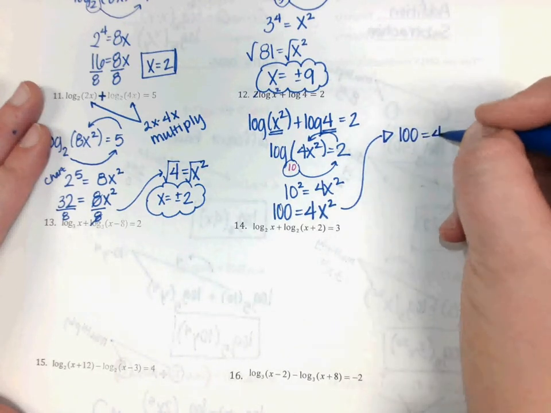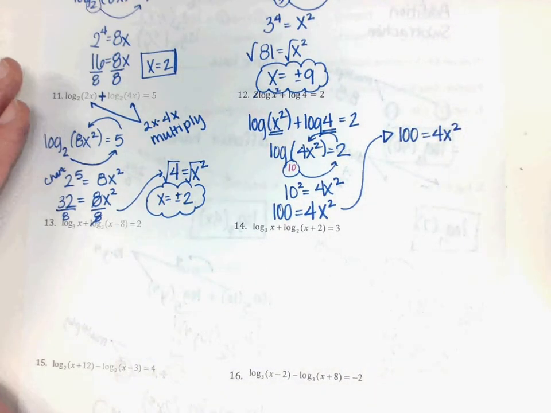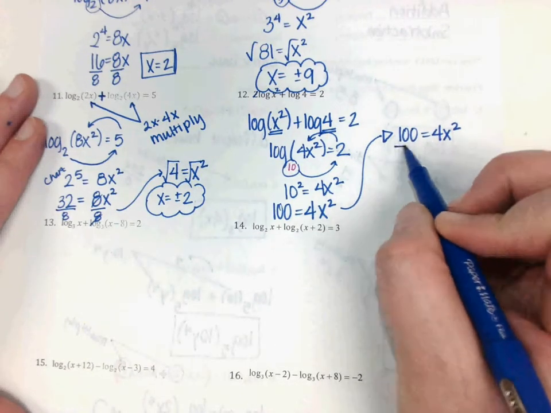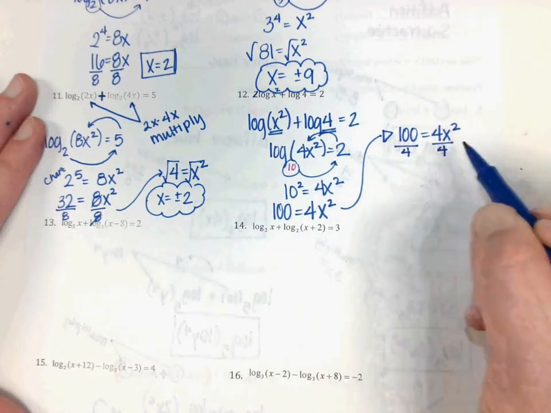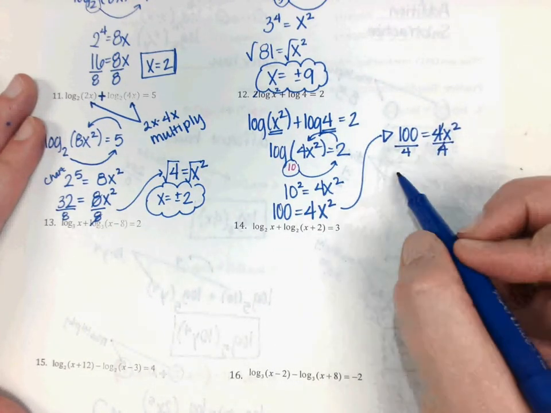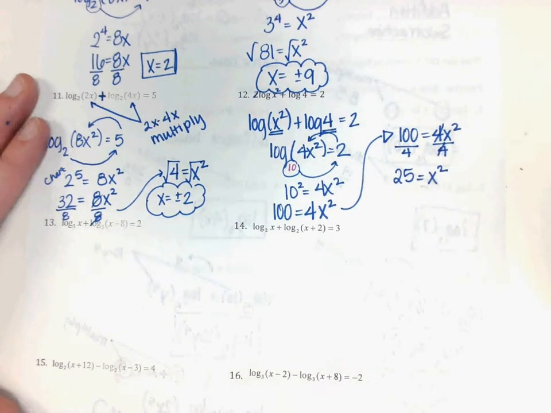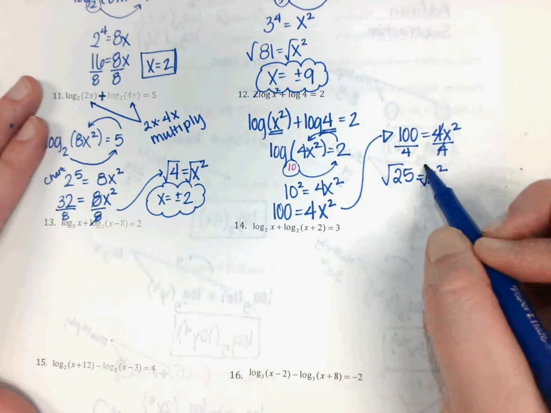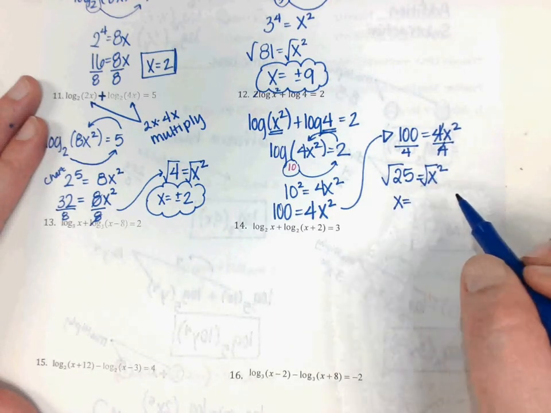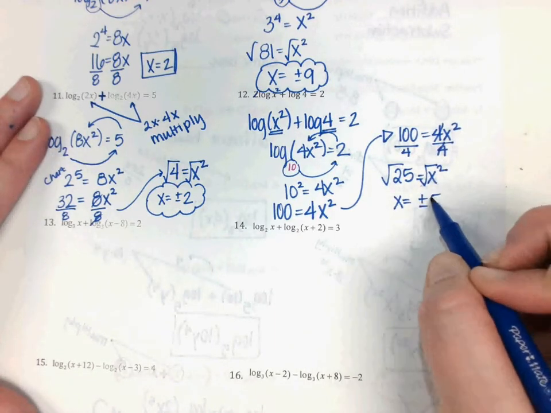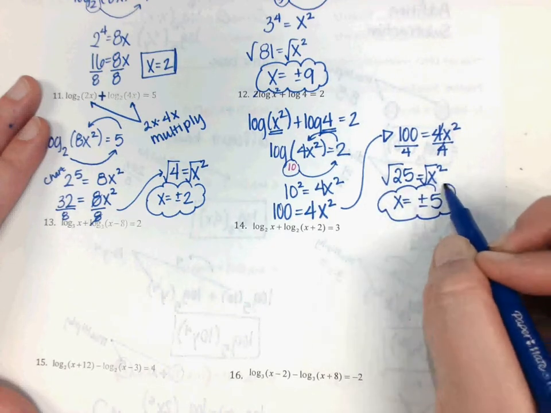Divide by 4. Very good. So I'm going to divide by 4 first on both sides. What's 100 divided by 4? 25 equals x squared. Last step, do what? And x is 5? Wrong. What is it? Good job. Make sense?